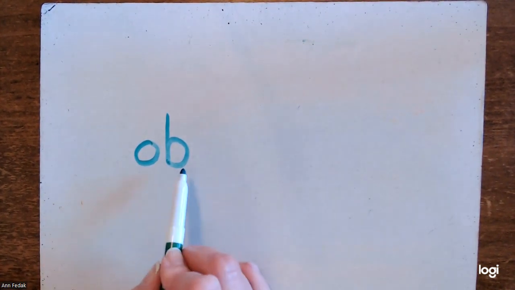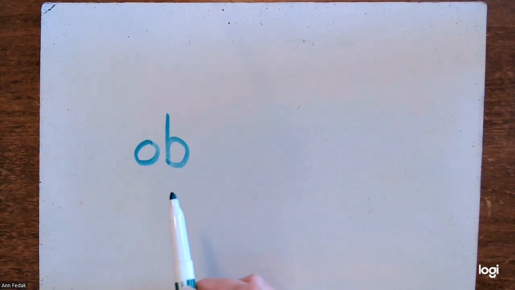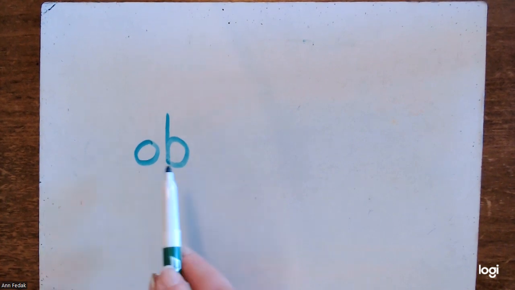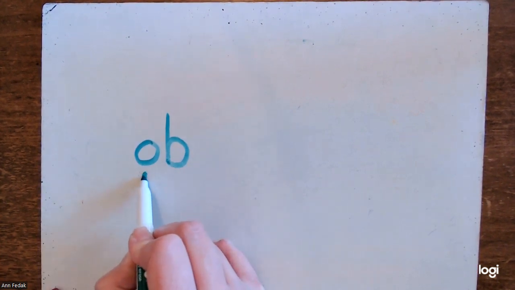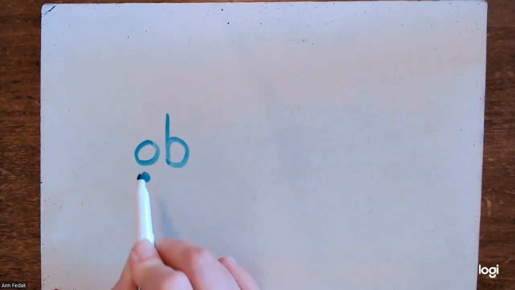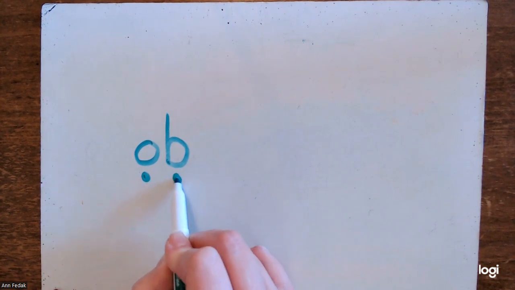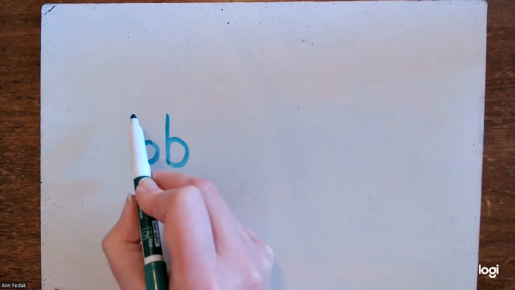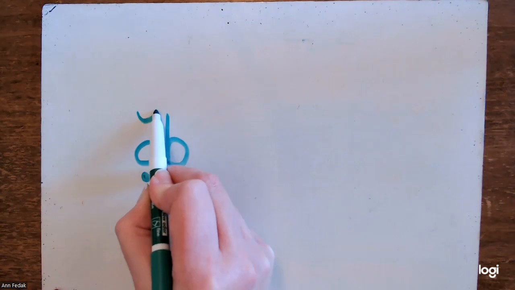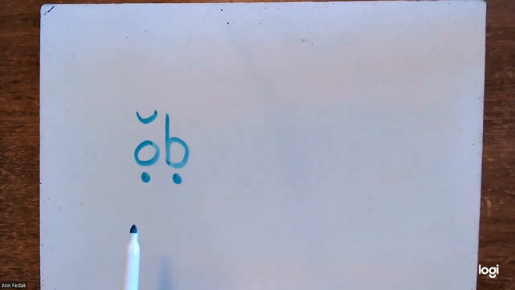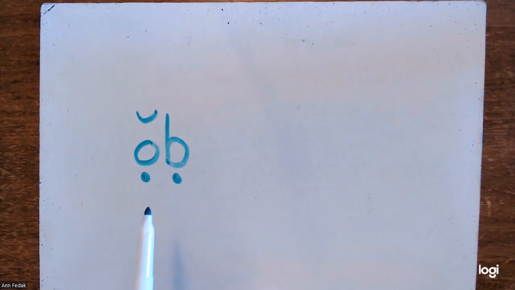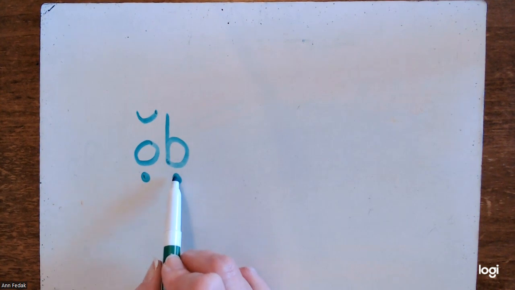All right, I only have 2 letters this time, but the same rules apply. I look at my syllable, I see one vowel. After the vowel, I see a consonant. That means this vowel is probably going to be short. What's O's short sound? That's right. Ah. What's B's sound?